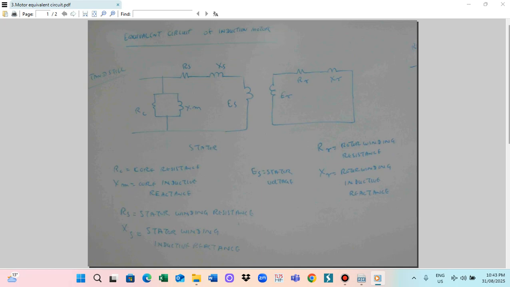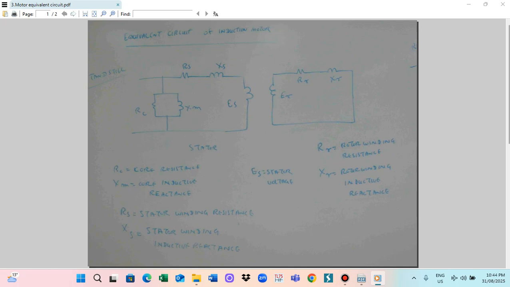So this is for any slip. The supply voltage is VS. So any slip, we can draw the circuit like this. So this circuit can also be modified. This circuit is similar to that one. This one is the IS supplied here. And core resistance RC, core inductance is XM. We connect. And this one we use stator resistance RS.